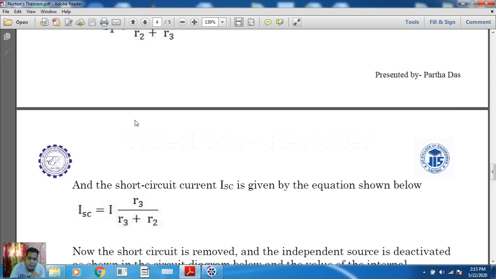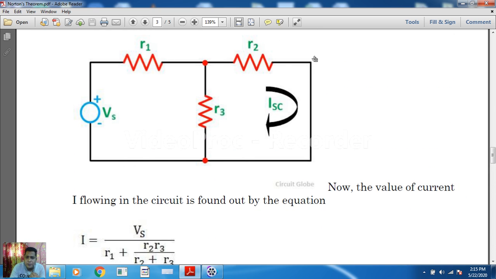First step, we have a circuit like this. We have removed the load resistance, we have made the terminal short, and we have found the short circuit current. After that, we have to find the total equivalent resistance of the circuit viewing from this open terminal. To find that, we have to remove whatever sources are present in the circuit. In this particular diagram we have a voltage source, so we have to remove it. And as we know, if we remove the voltage source, we have to make that terminal short.